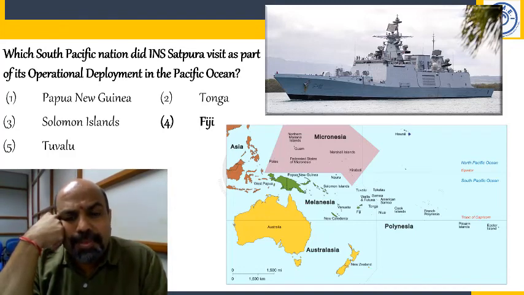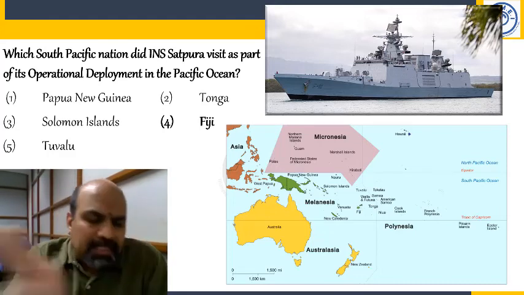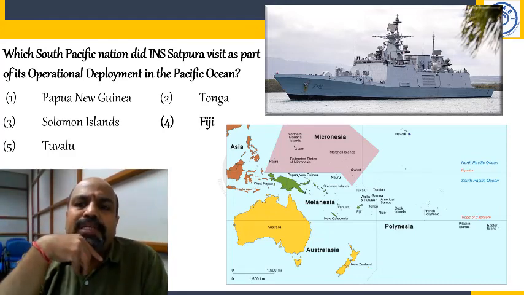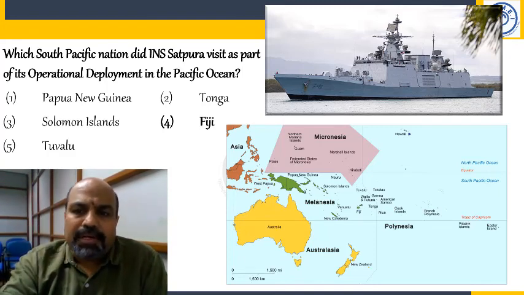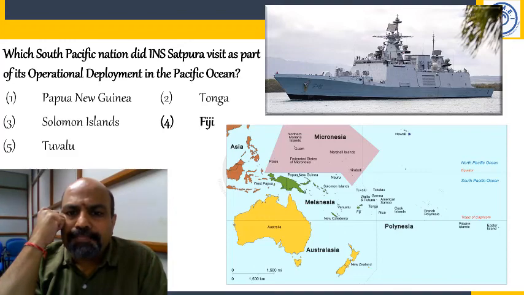There's a lot to learn, guys. We need to work hard to learn. Like, for example, what is INS Satpura? INS Satpura is a stealth frigate. You look at this, it's equipped with a lot of weaponry and everything.